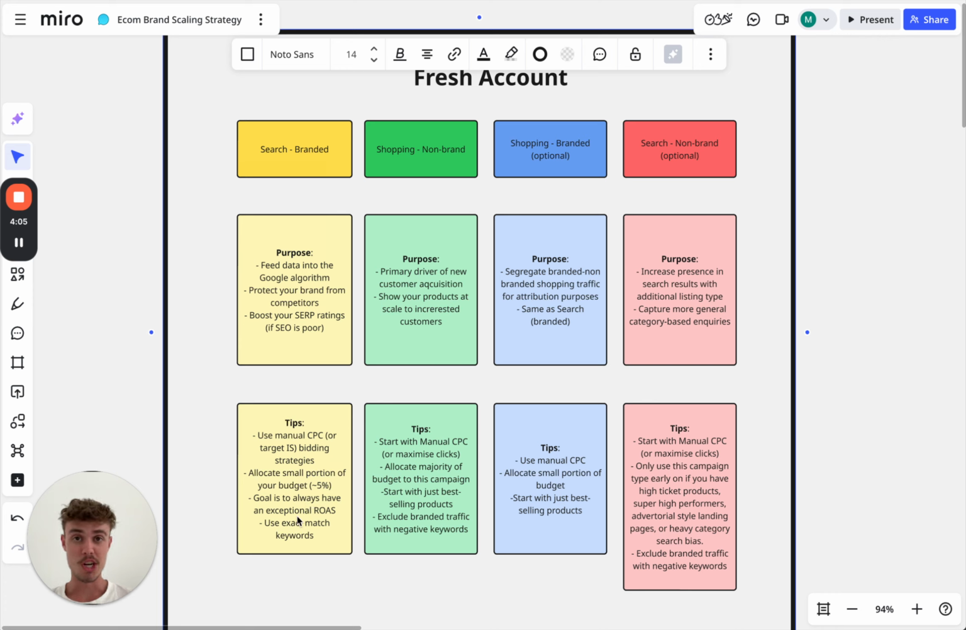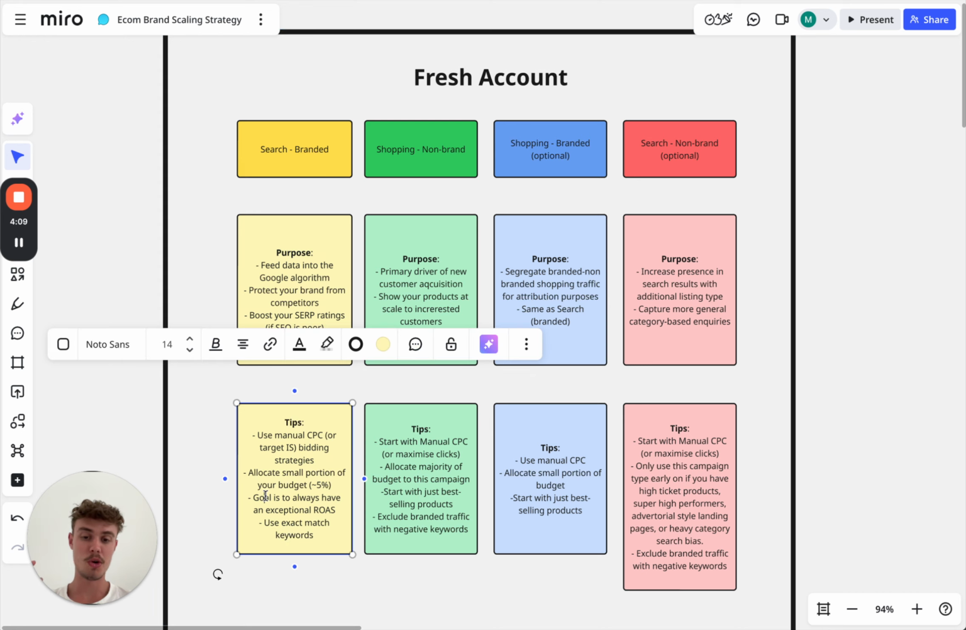And it should be really cheap to bid on your own keywords in most cases. Now, goal is to always have an exceptional ROAS, like I mentioned. Wants to be really high. It should be the highest ROAS in your account by far. These are your campaigns that have the highest intent traffic. And you want to use exact match keywords, like I said above. Don't use phrase match, don't use broad match, or you're going to get unintended traffic, low quality traffic, non-branded traffic coming through. So only exact match for your brand name.